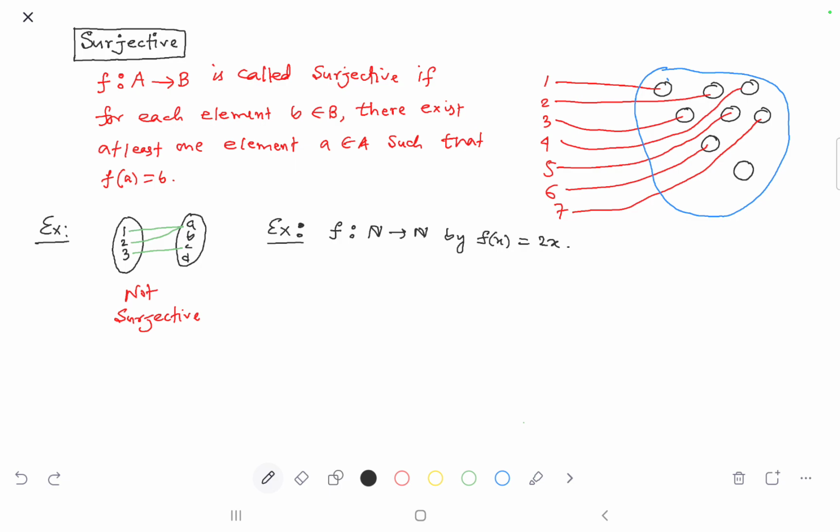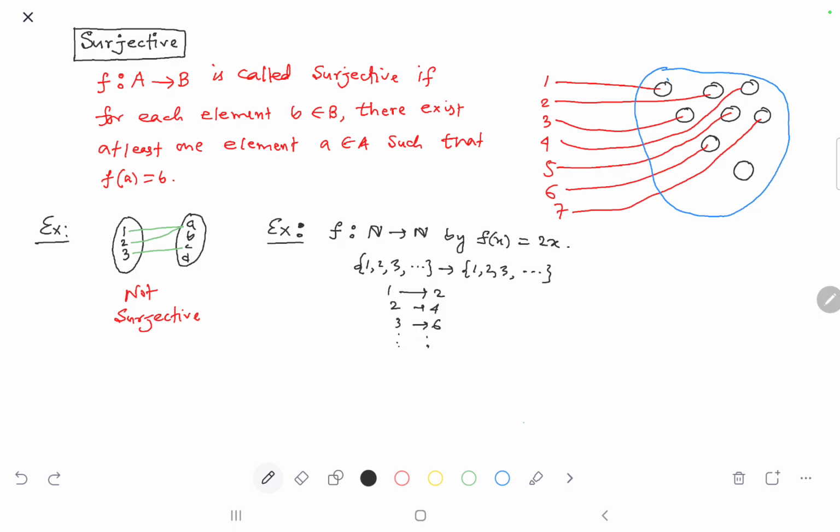So x goes to 2x. Natural number means you have a map from 1, 2, 3, ... to 1, 2, 3, ..., defined this way: 1 goes to 2, 2 goes to 4, 3 goes to 6, and so on.